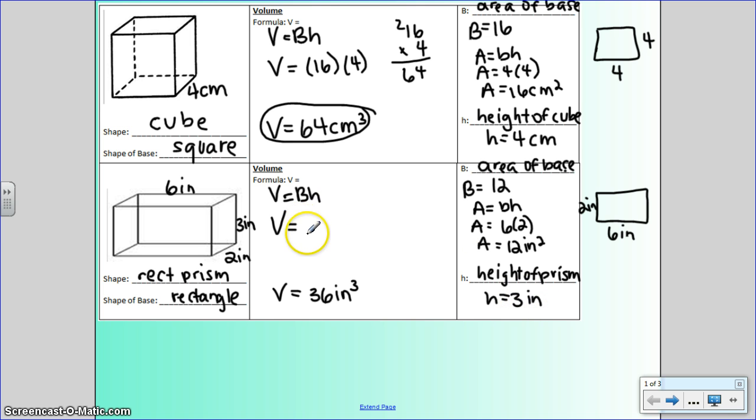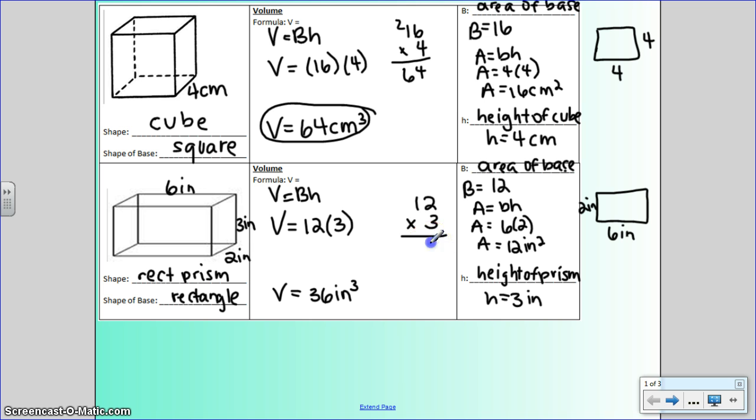All right, and when I substitute in, I say area of the base is 12 inches squared times the height of the prism, which is 3. And what do you know? 12 times 3 is 36.